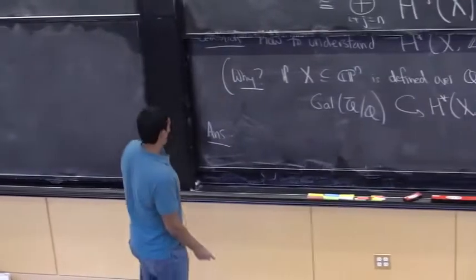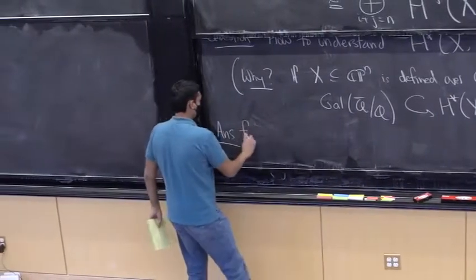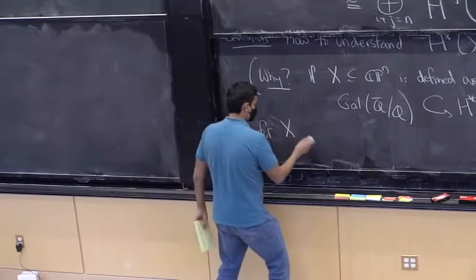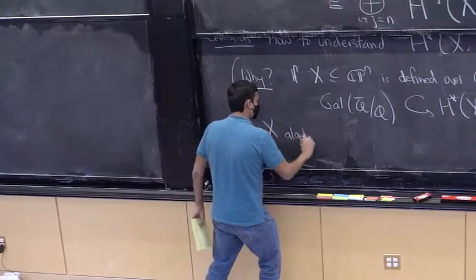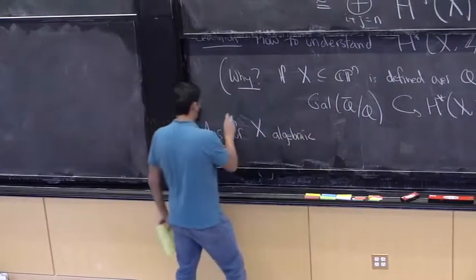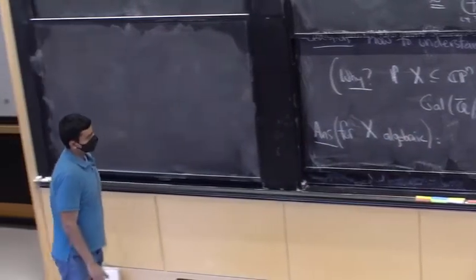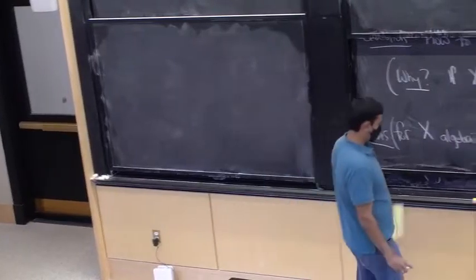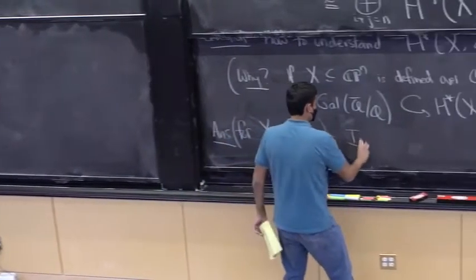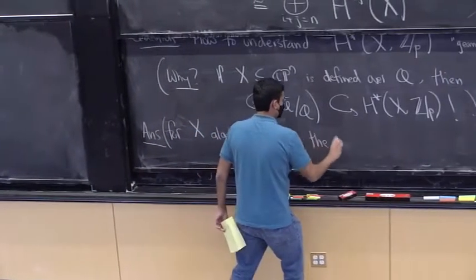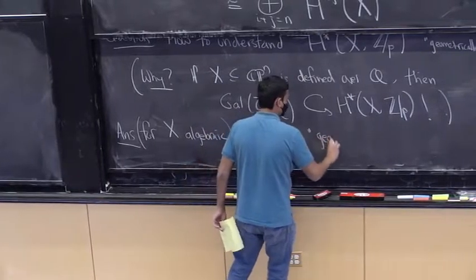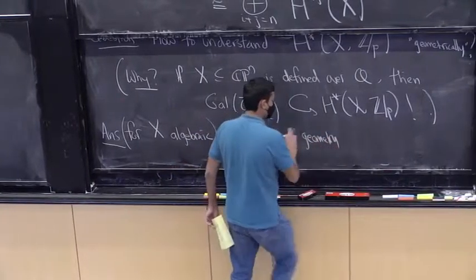So let me write this. So this is the answer for X algebraic. I don't know what to do if X is not algebraic. But in the algebraic context, the answer that we'll try to explain is the following. So in the geometry of X mod p.